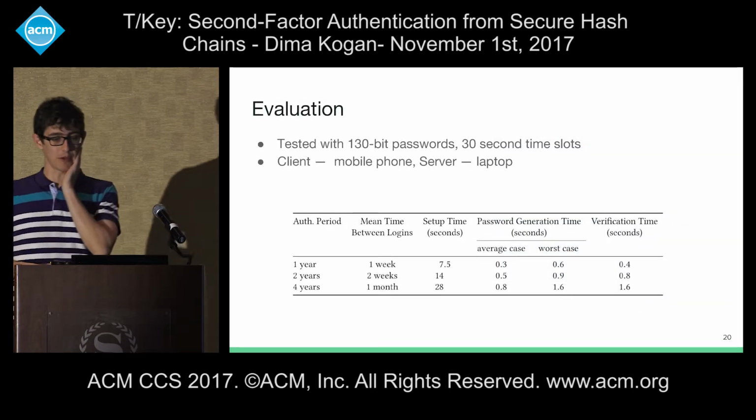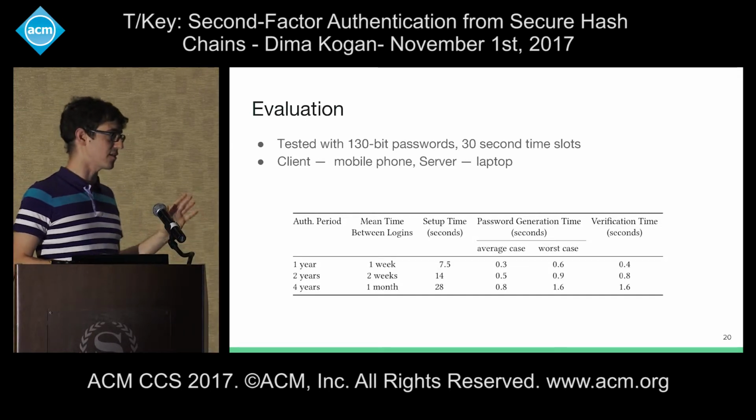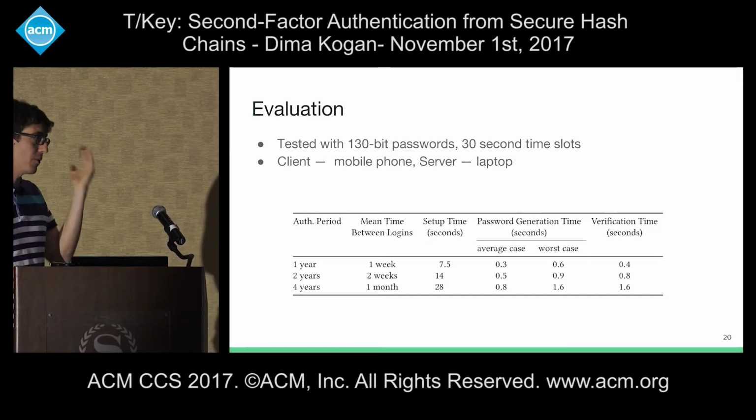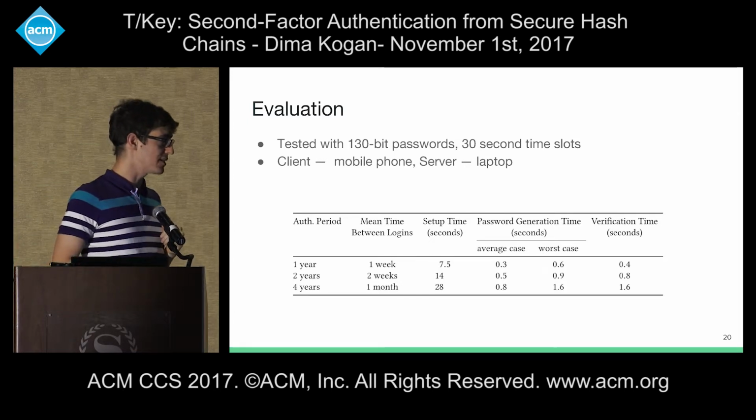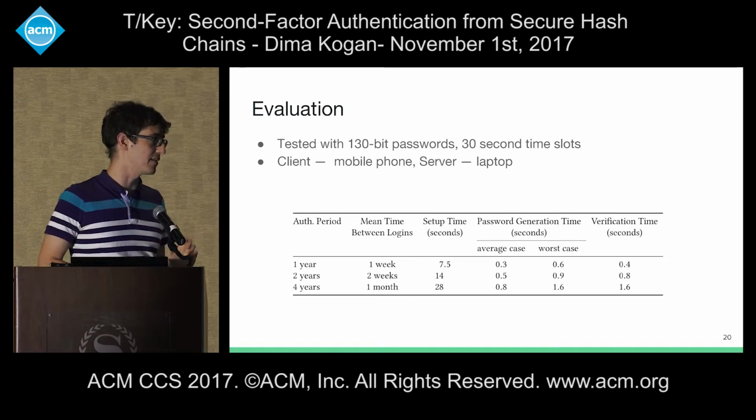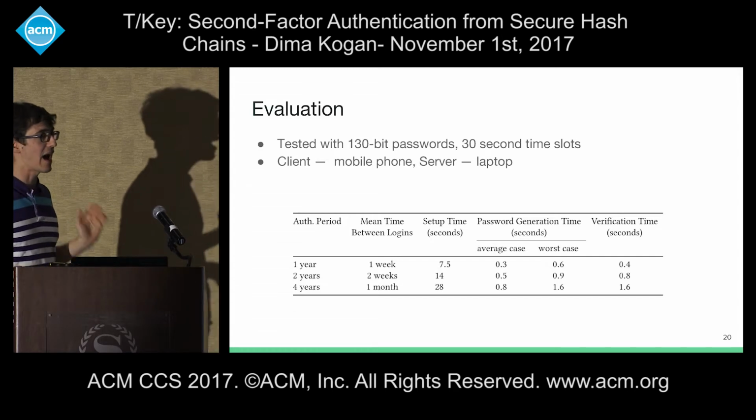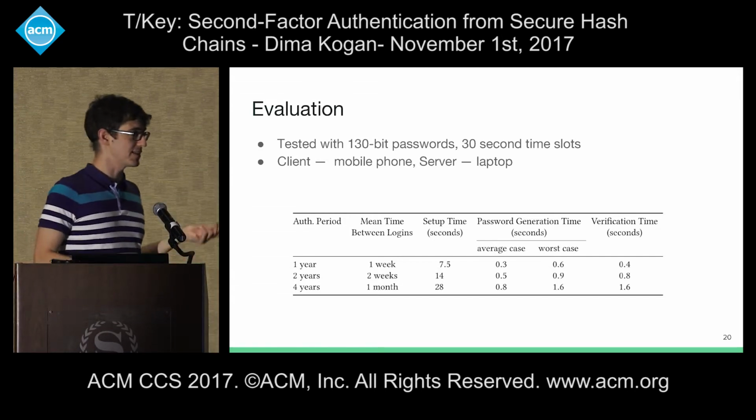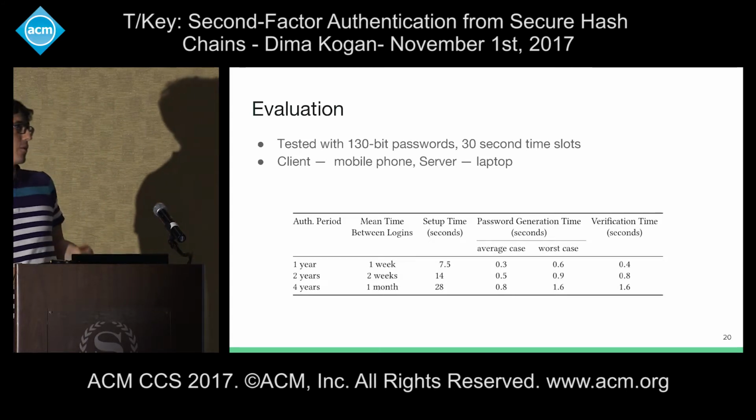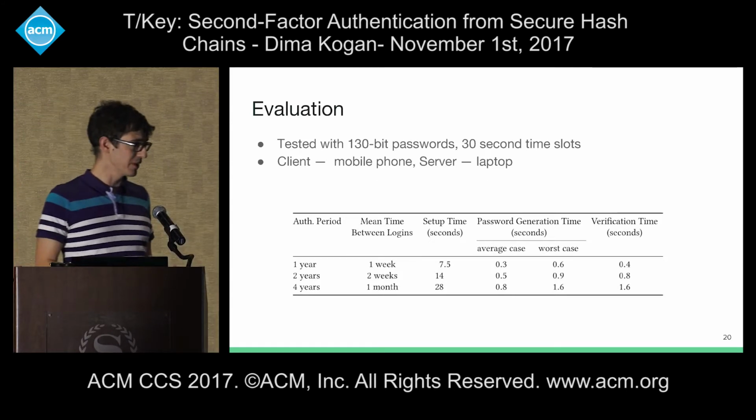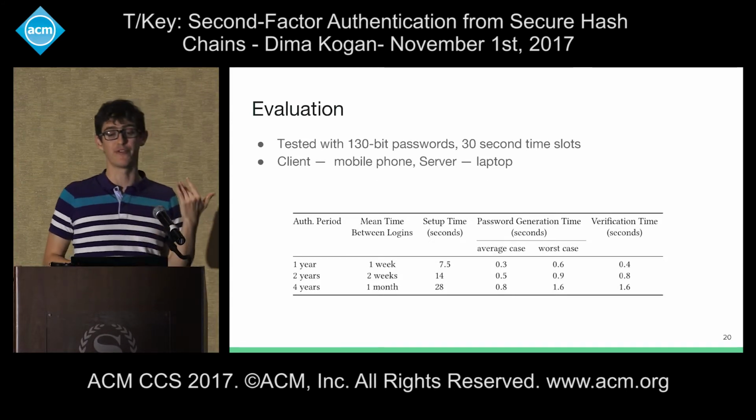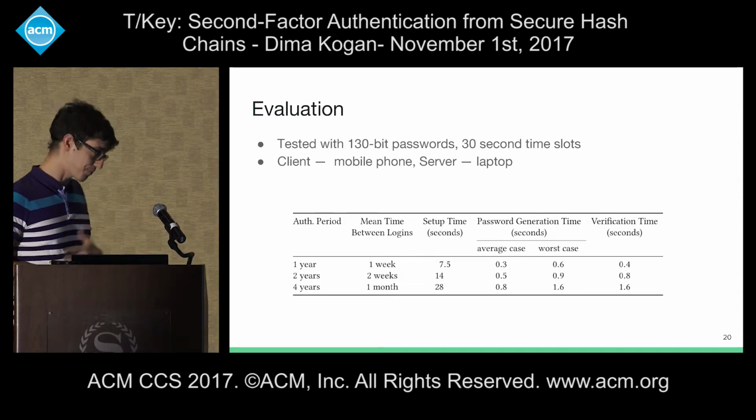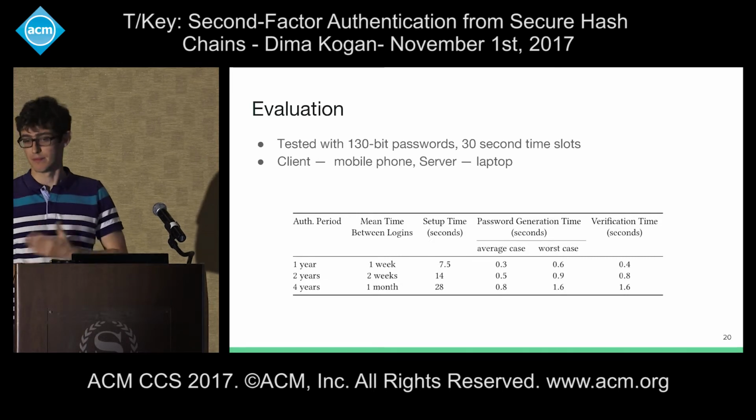Just a couple of words about evaluation. We tested the behavior of our scheme on the 128-bit passwords, and the bottom line is that initialization takes less than half a minute, because the client actually has to traverse the entire chain. But subsequently, the login, whether to generate the one-time password or to verify it on the server, is usually less than a second, which we think could be reasonable in many settings.